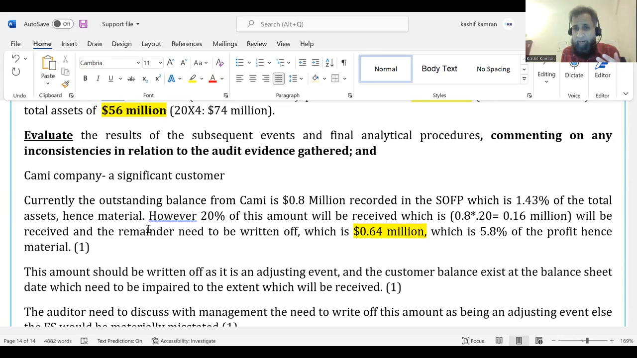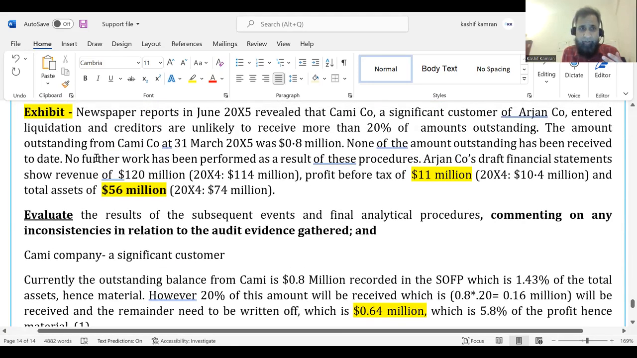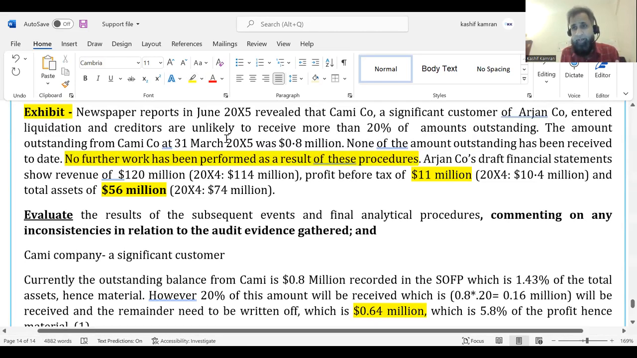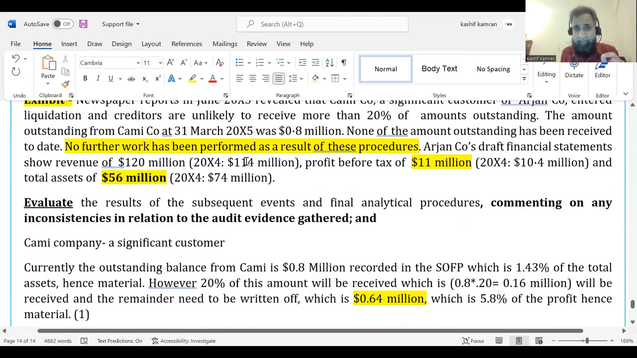What further procedures will you undertake? Because the question is saying no further work has been performed as a result of these procedures, which is very illogical. So you will comment on it. You will say that the evidence gathered on this is insufficient.